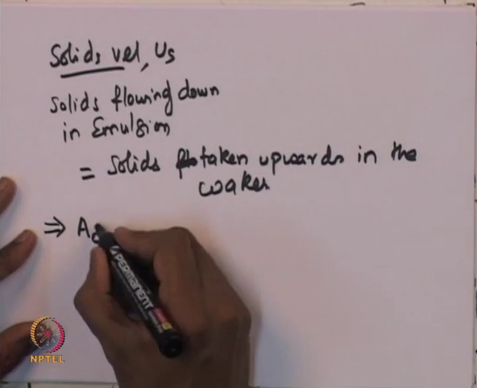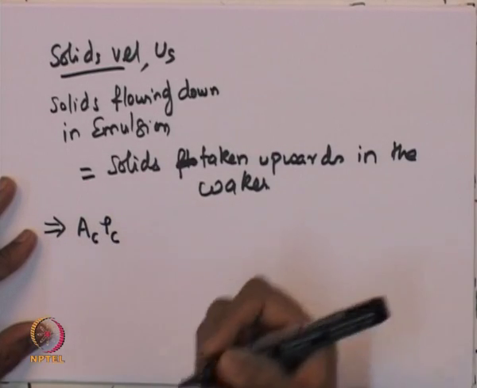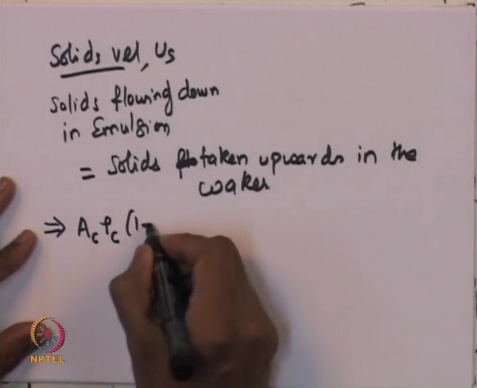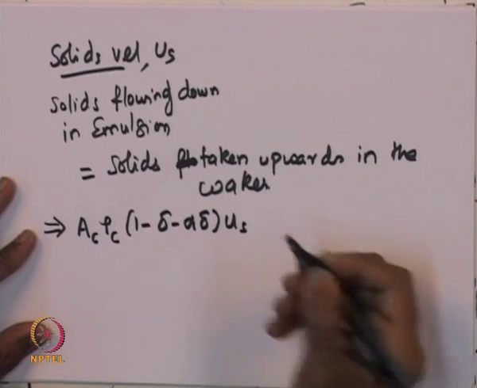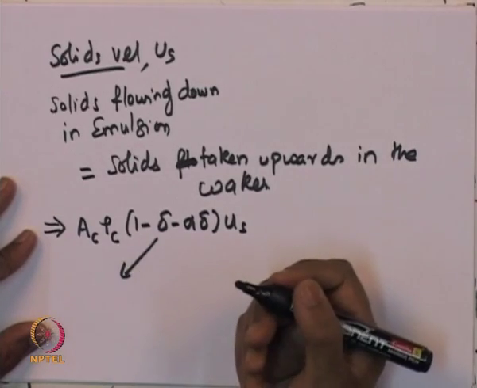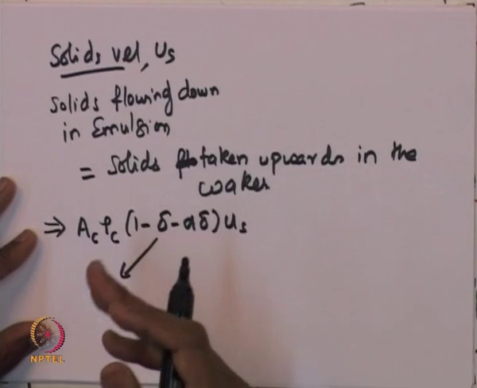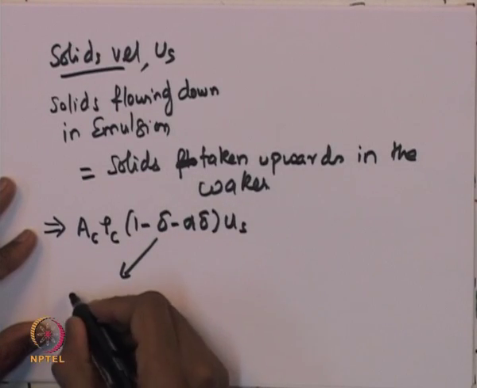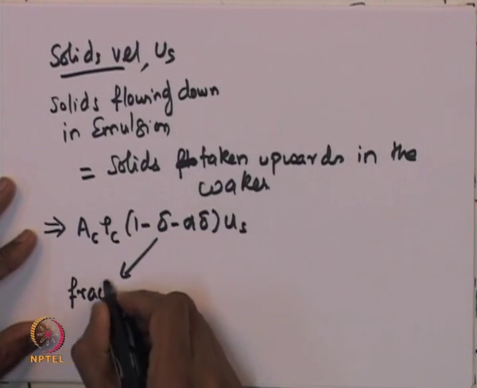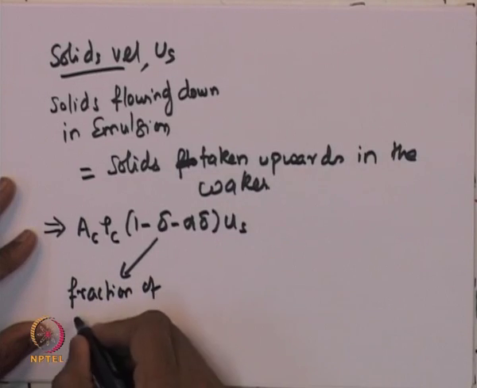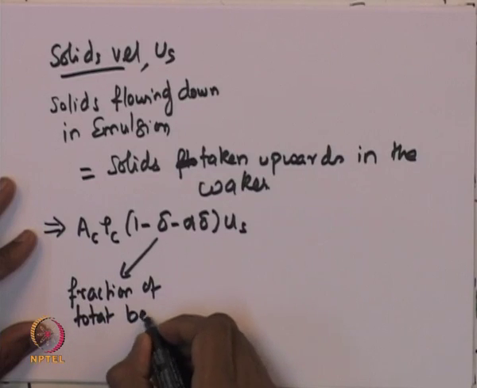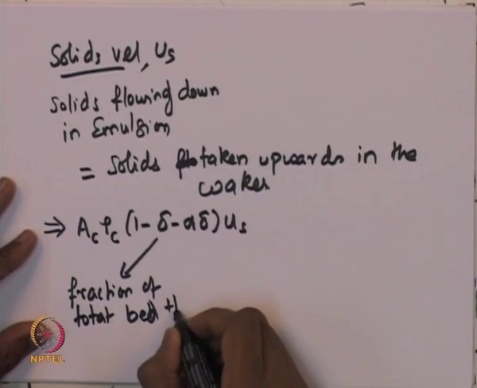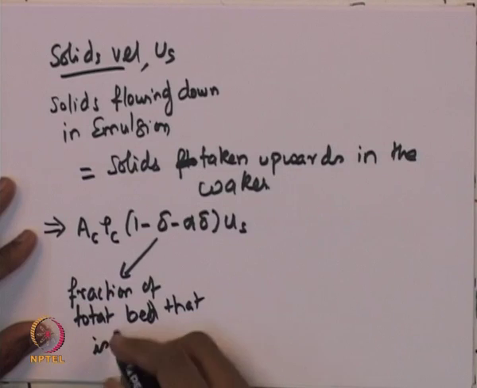area of cross section Ac multiplied by the density of the catalyst rho_c into (1 minus delta minus alpha delta) into Us, where delta is the fraction of the total bed that is bubbles.